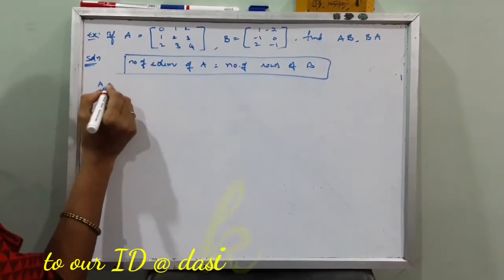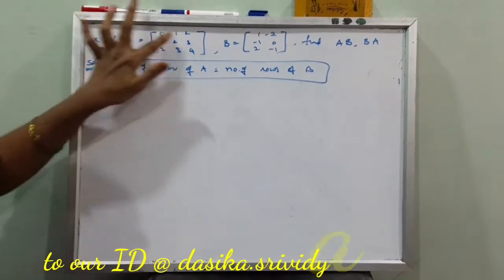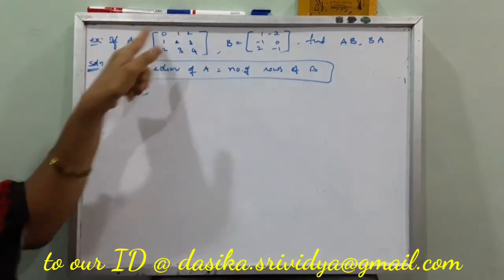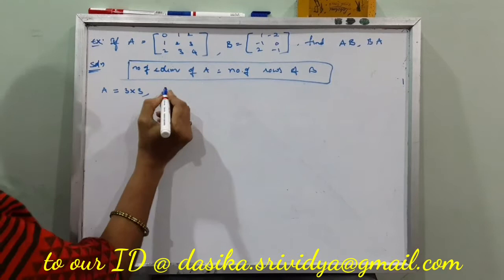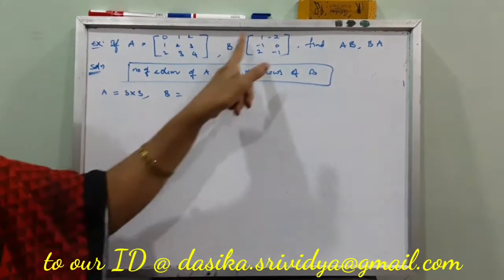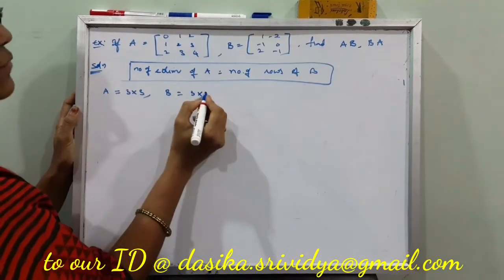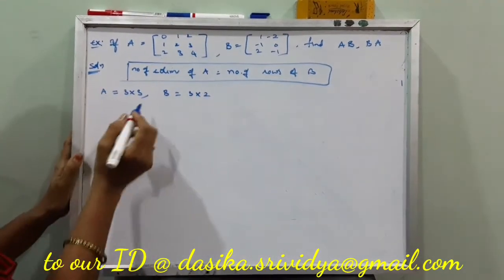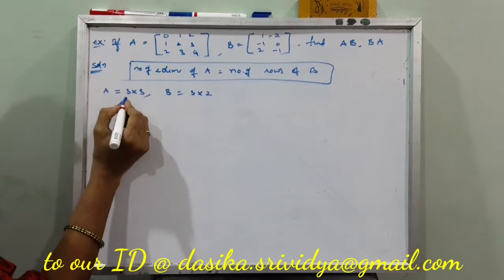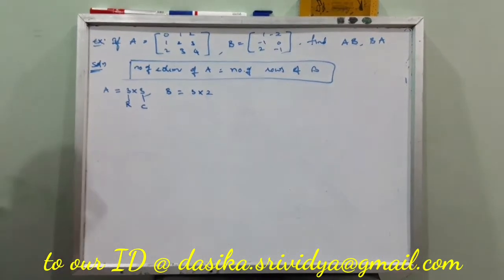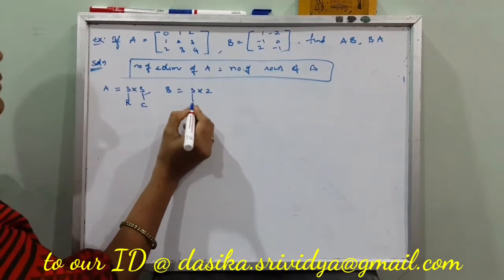A into B. The order of A is 3 cross 3, 3 by 3. Here there are 3 rows and 3 columns. For matrix B, the number of rows is 3 and the number of columns is 2. Here the first number represents rows, the next represents columns.